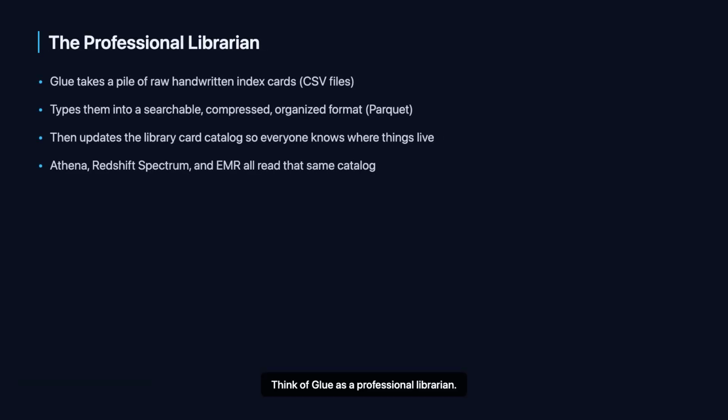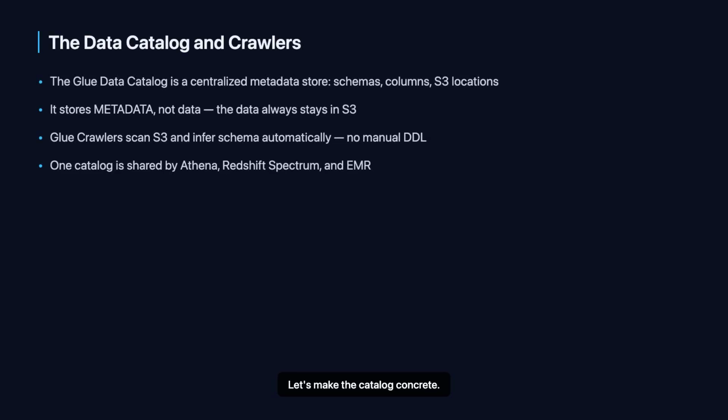Think of Glue as a professional librarian. You handed a messy pile of raw handwritten index cards. That's your CSV files. The librarian types them all up into a clean, searchable, compressed format. That's Parquet. And then it updates the library's card catalog so everyone in the building knows exactly where each record lives and what columns it has. That catalog is the shared metadata layer, and 3 different query engines all read from it: Athena, Redshift Spectrum, and EMR, which is Amazon Web Services' managed Hadoop and Spark platform. One catalog, many readers.